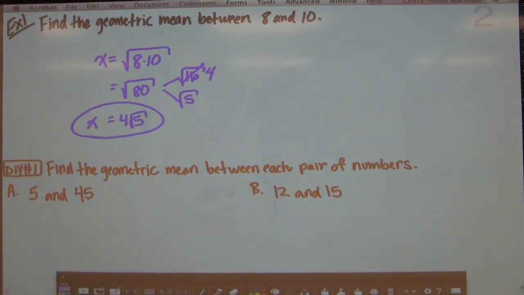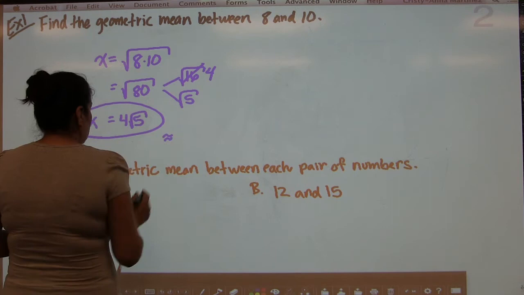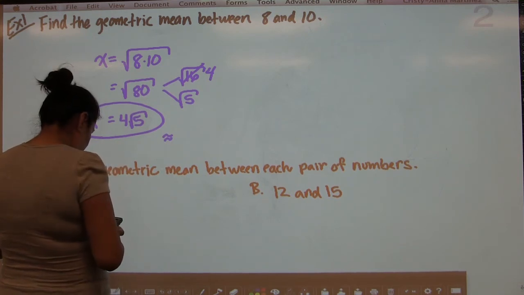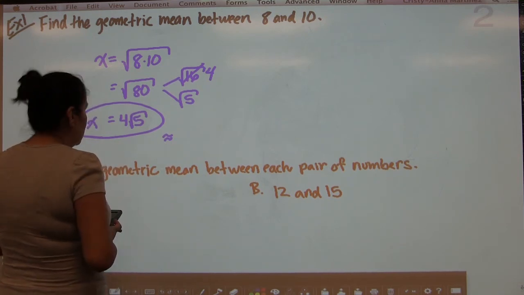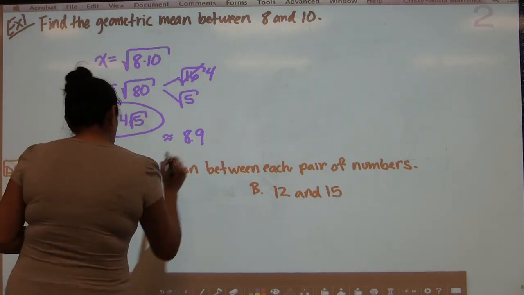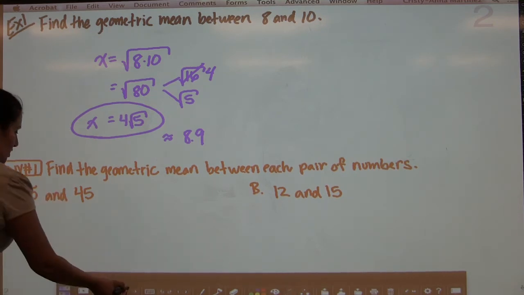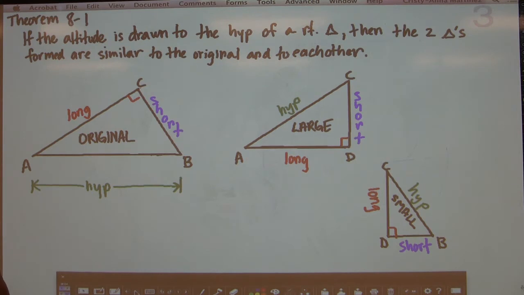So now you can try the same thing. You can also figure out approximately what that's equivalent to. 4 root 5 is approximately 8.9. Alrighty, so you can go ahead and find the geometric mean for a and b. And then we're going to go to our theorem for today.